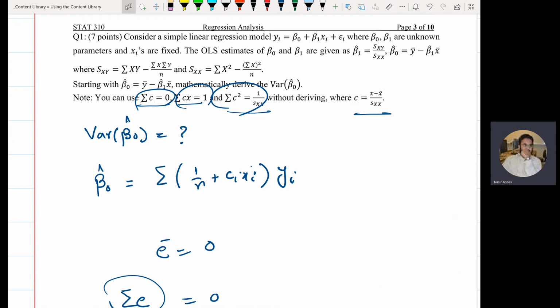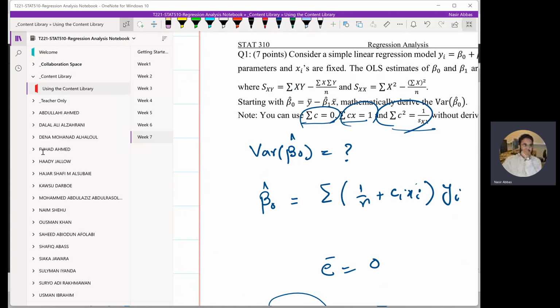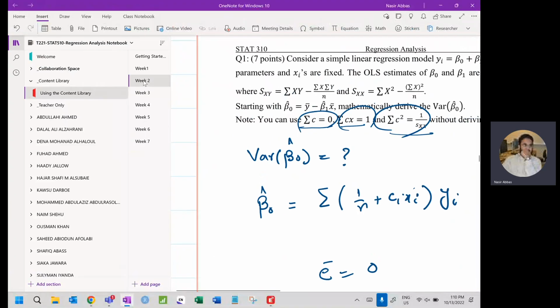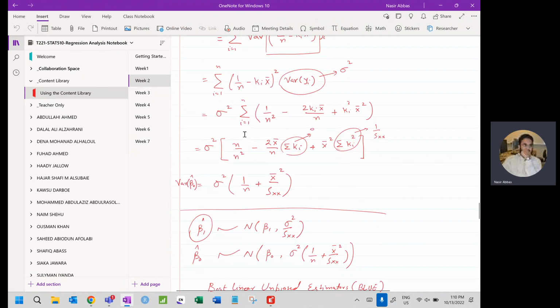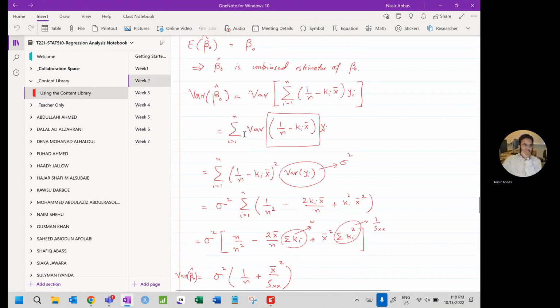I can solve it, but it will just be a wastage of time. I can refer you to the page number. It's here. Week 2, after the expectation, we proved here. So you can go and look at this one. Take a picture of this one.